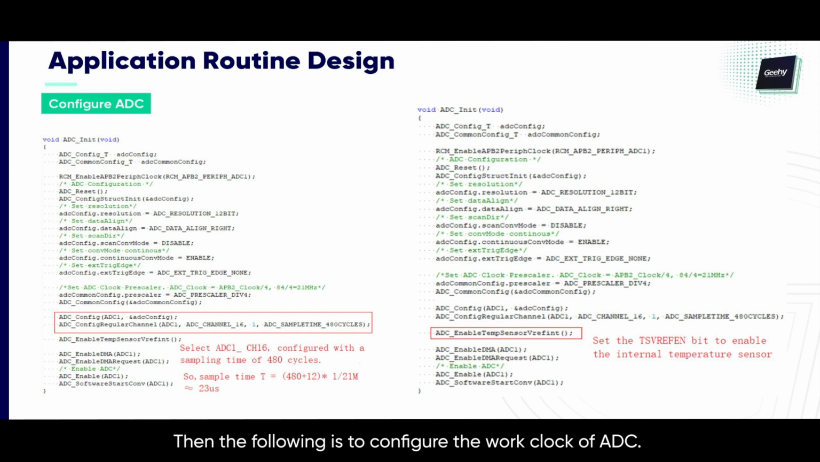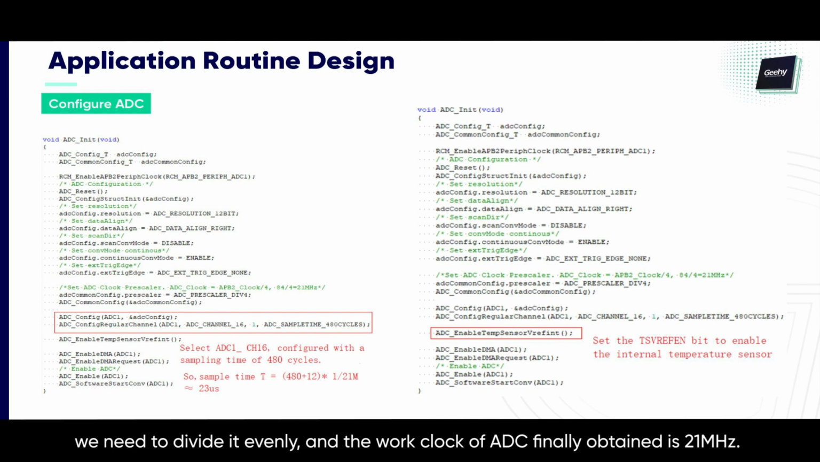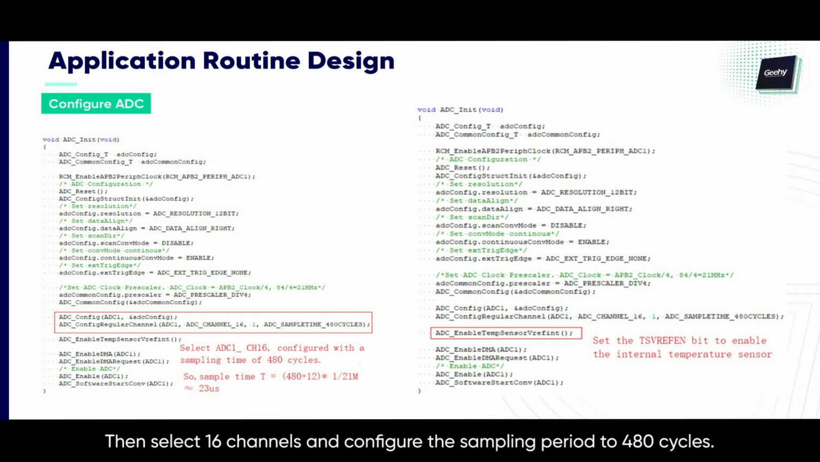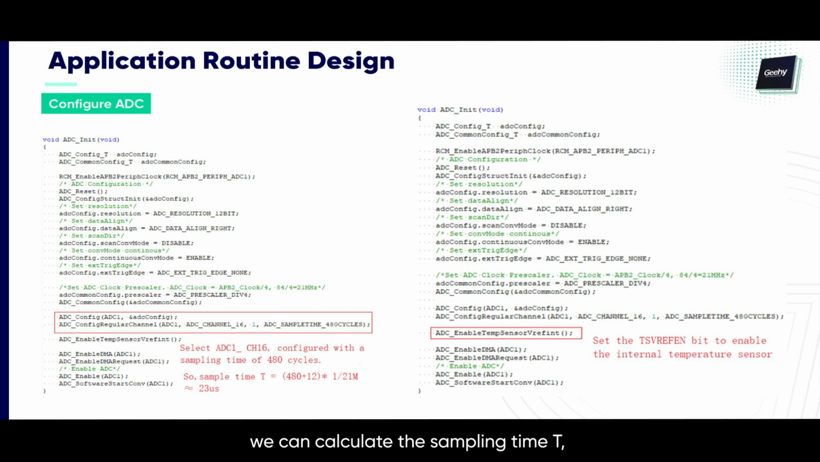Then the following is to configure the work clock of ADC. Because the maximum work clock of ADC is 36 MHz, we need to divide it evenly, and the work clock of ADC finally obtained is 21 MHz. Then select 16 channels and configure the sampling period to 480 cycles. Based on the work clock and sampling period, we can calculate the sampling time T, which is approximately 23 microseconds, greater than 17.1 microseconds. Therefore, we can accurately sample the voltage value output by the internal temperature sensor.